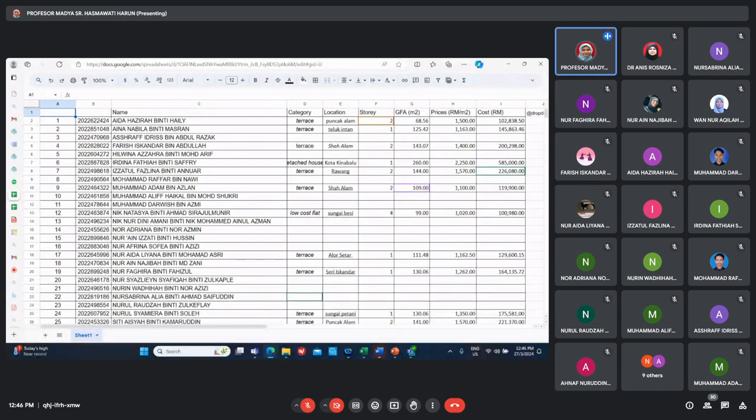Okay, Aina Nabila, kat mana rumah? Dekat Teluk Intan, Perak. One story high. Dia punya GFA 125.42. Awak kira macam mana? Saya kira panjang darab lebar dia. Guna tape ke? Okay, good. Price dia RM1,163. And total cost dia RM1,045,863.46. Oh Allah, QS betul lah awak ni. 46 sen pun awak berkira suruh klien bayar, ya?